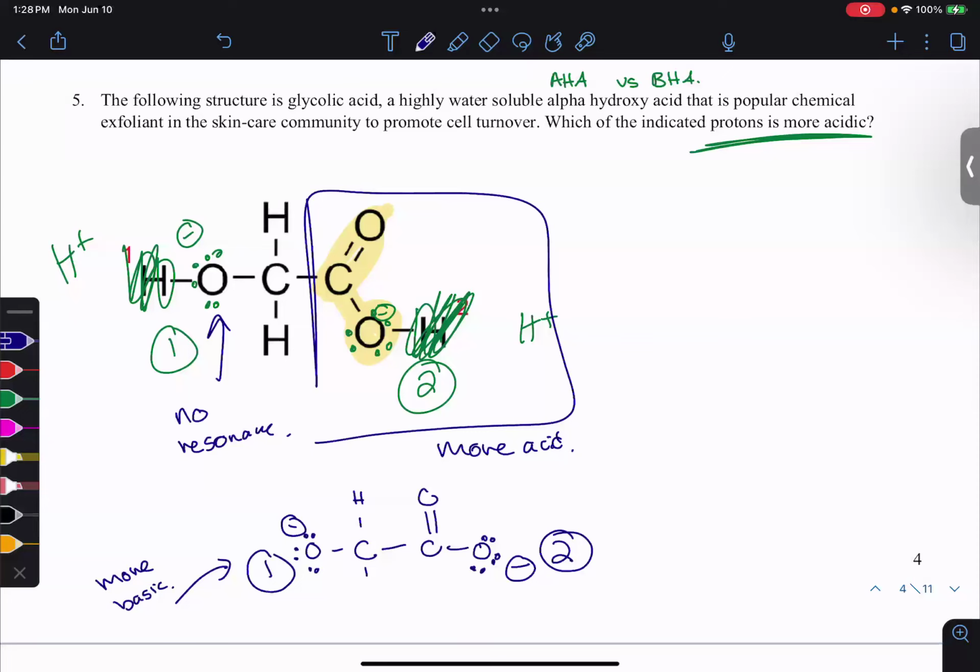For the same reason as the whole idea of conjugates being opposites of one another. The better the acid, the worse its conjugate base. So if this carboxylic acid group is very acidic, then its conjugate, the carboxylate, is a really bad base. Or here, this alcohol group is a really poor acid, so its conjugate is going to be a very good base.